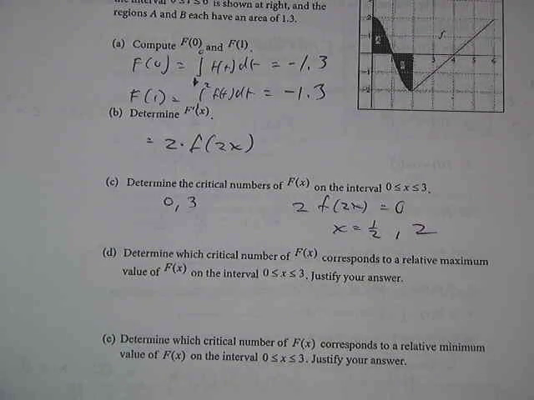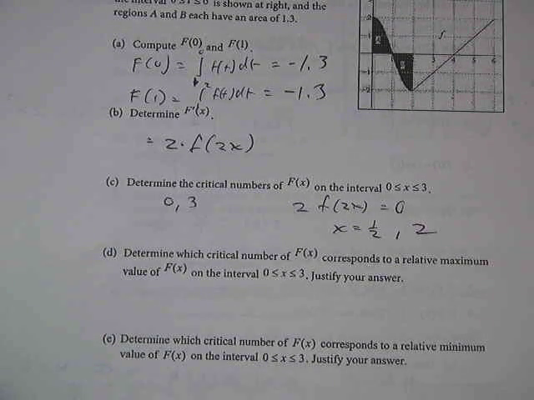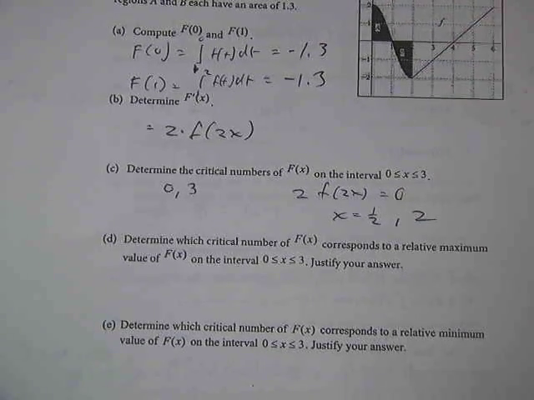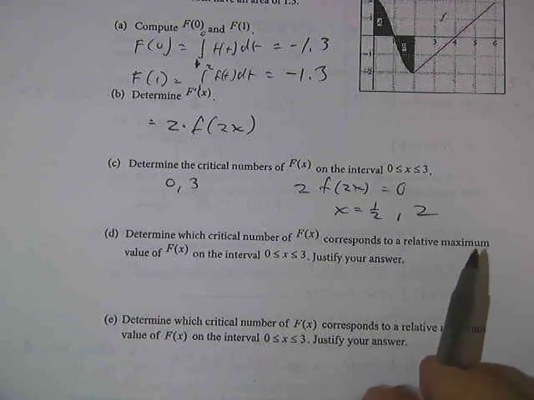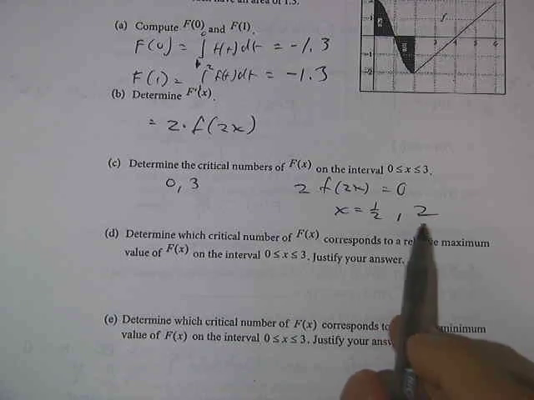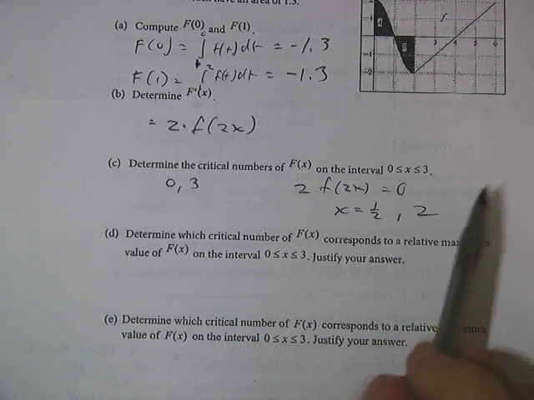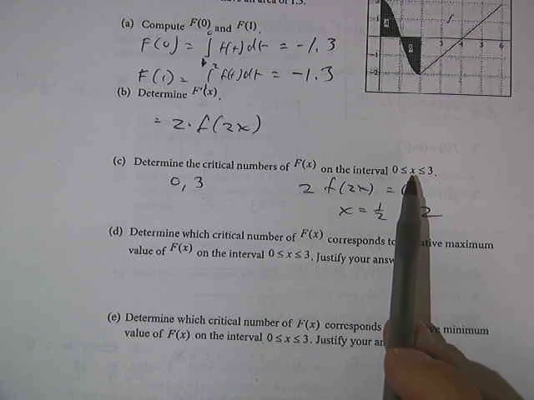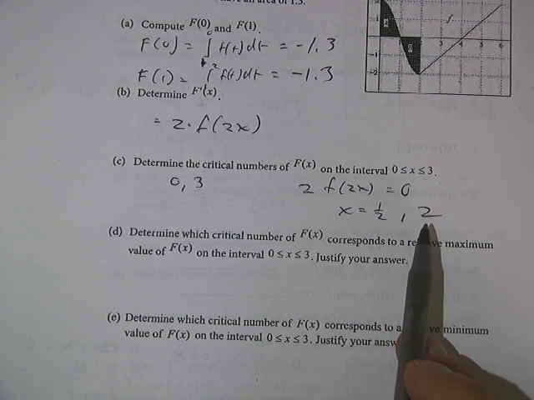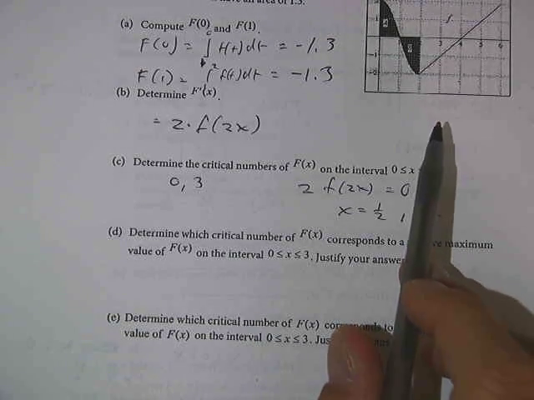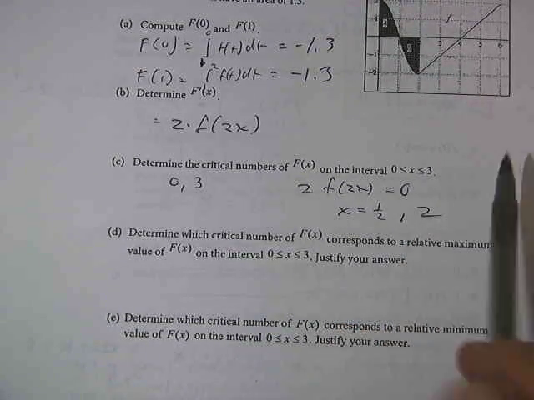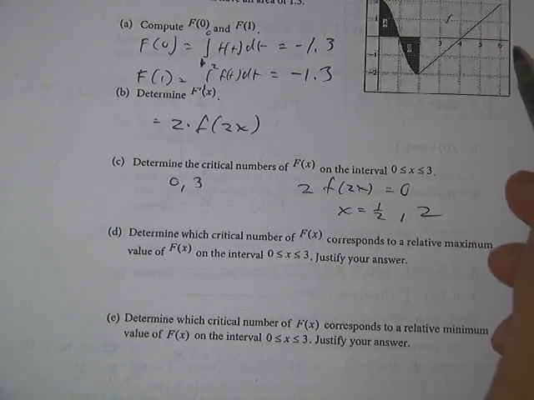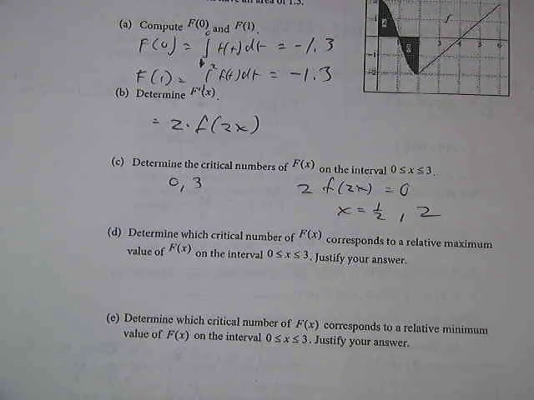Alright, and then part D here says determine which of the critical numbers of big F corresponds to a relative maximum value of big F on the interval 0 to 3. Okay. And keep in mind that one thing people might be thrown off by, they might not get this second one, by the way, because you might say, oh, 4 is over here, that's not in the interval. Okay. But is the actual critical number in the interval that comes from that 4? You bet. So make sure you try it out.